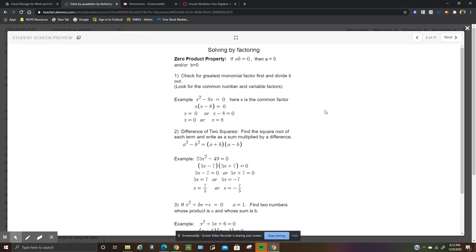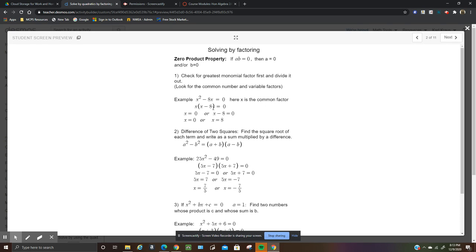So here's an example: x squared minus 8x equals 0. Common to both of these terms is an x. So I factor out that x, and get x times (x minus 8). In other words, x squared divided by x is x, and 8x divided by x is 8, and then this minus sign in between.